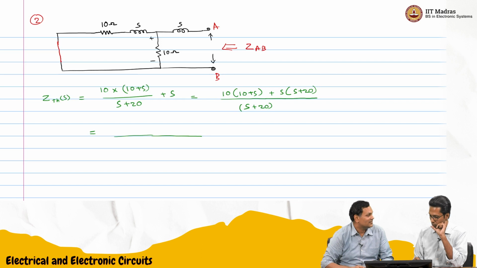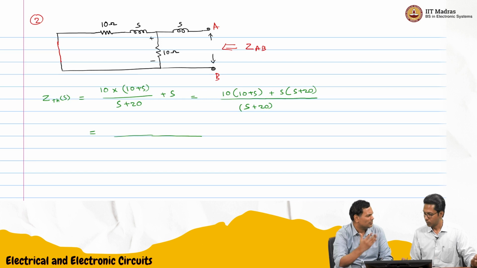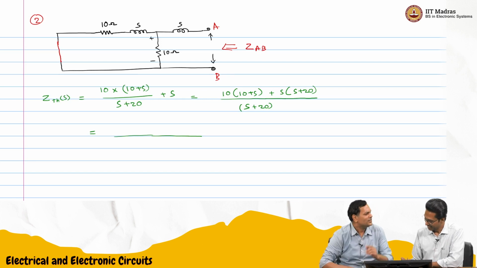You'll just get a simple S and S in the numerator and denominator. But we'll do like this, no problem. Let us just do like this. Our students can try out that way also.